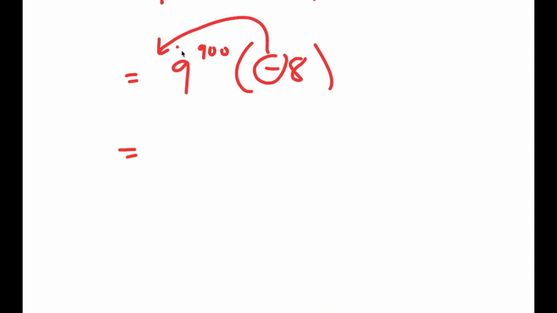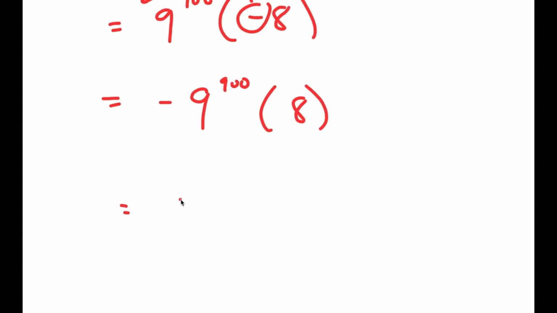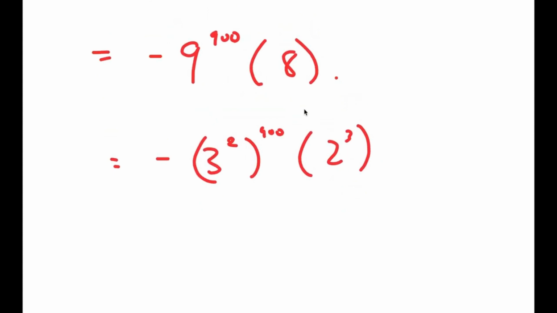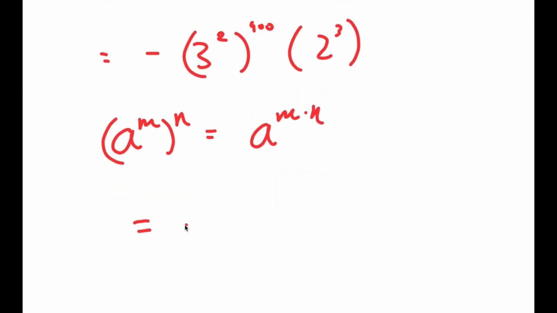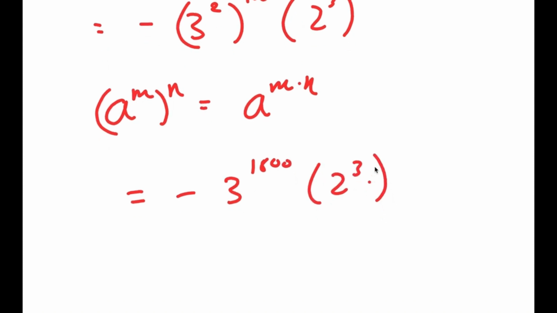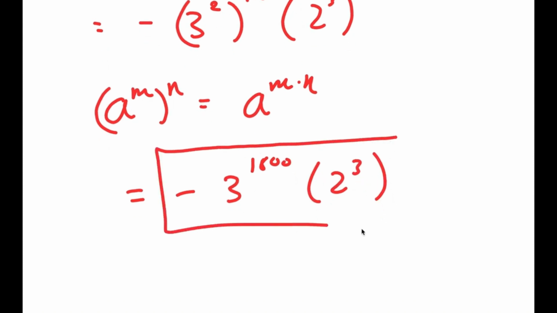So I'm actually going to move this negative sign to the front, so I get negative 9 to the power of 900 times 8, and this gets me negative 3 squared to the power of 900 times 2 to the power of 3. We're simplifying these terms as much as possible. So I'm going to use a quick exponential property that states that a to the power of m to the power of n is equal to a to the power of m times n on 3 to the power of 2 to the power of 900. So I get negative 3 to the power of 1800 times 2 to the power of 3. So this is my final solution to this equation.